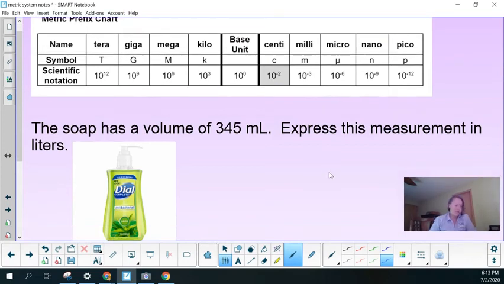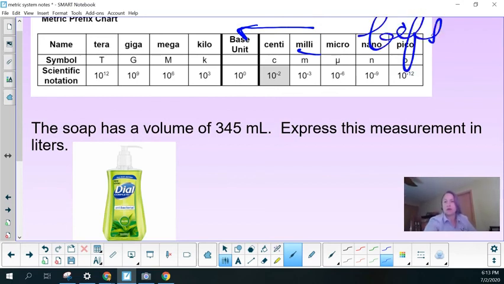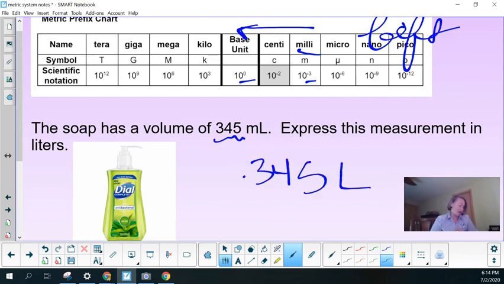Here's our soap volume of 345 milliliters. I want you to express that measurement in liters. So pause this video and try that one on your own. We go from milli to our base unit of liters. So that decimal moves to the left. 3 places, 0 to -3. So our decimal is here, and we move it 1, 2, and 3 places. 0.345 liters.